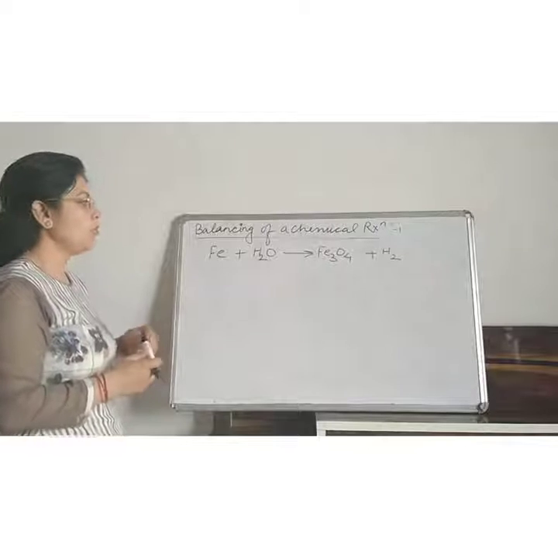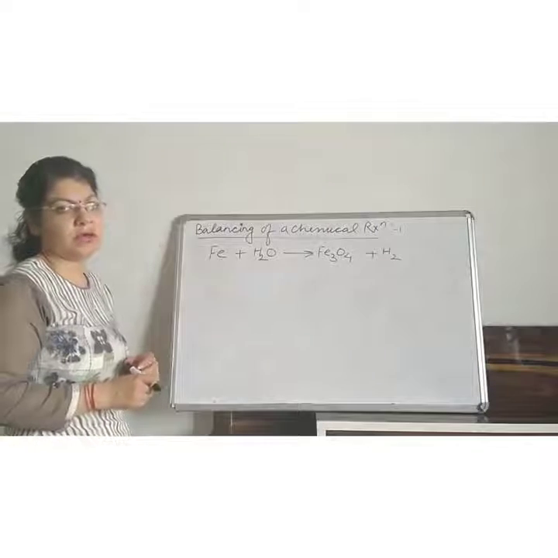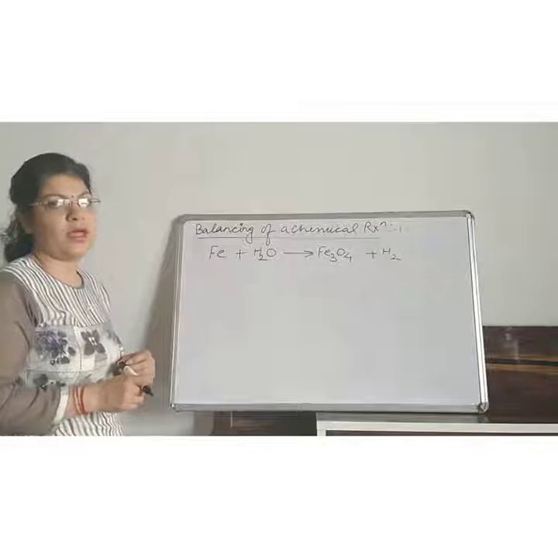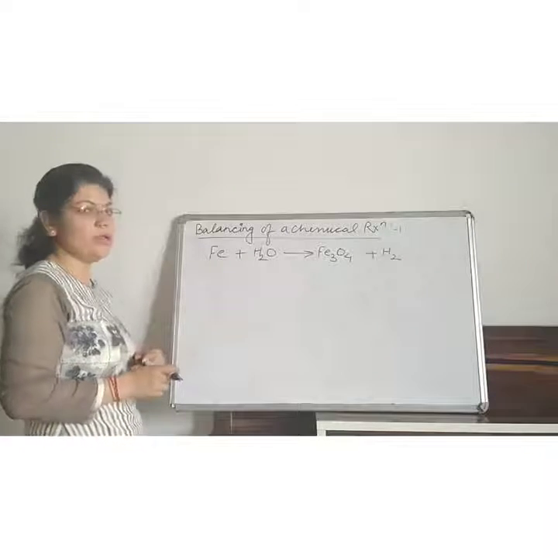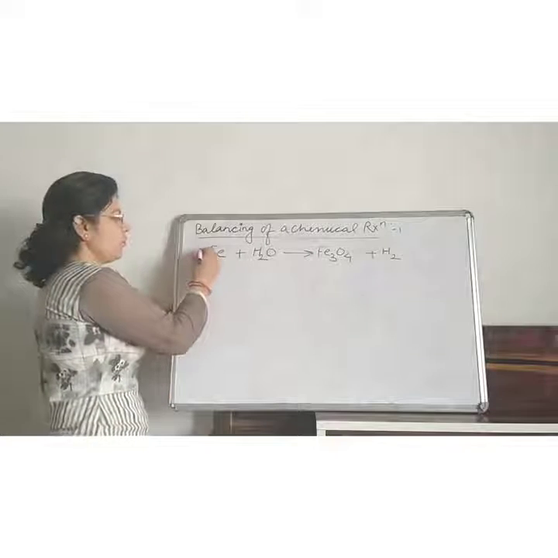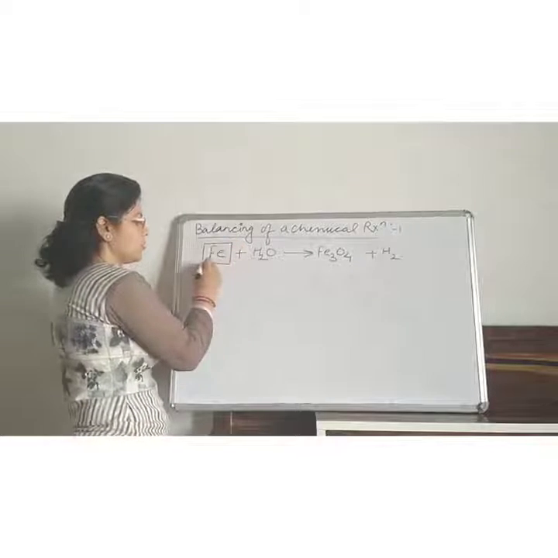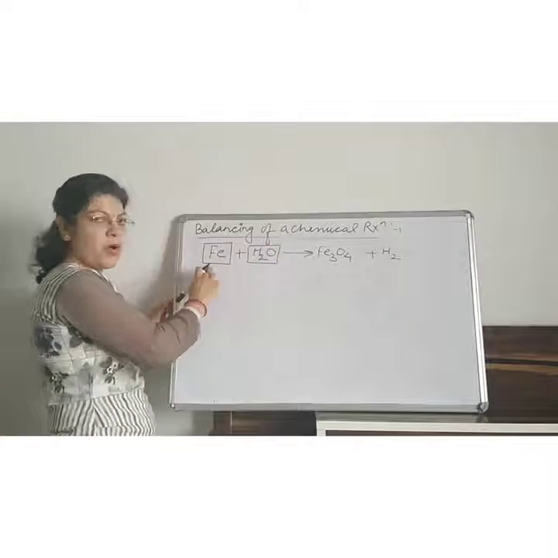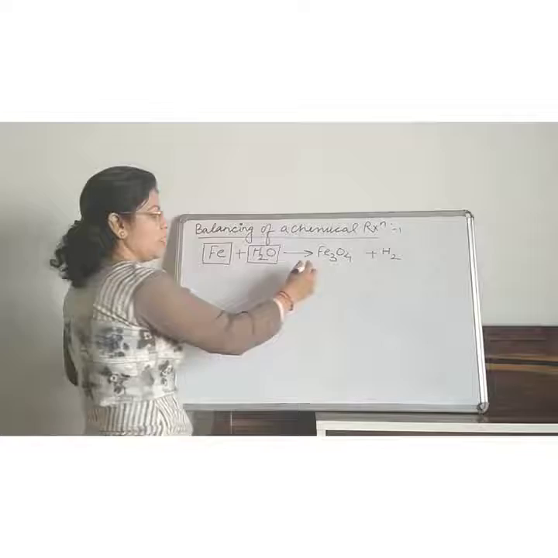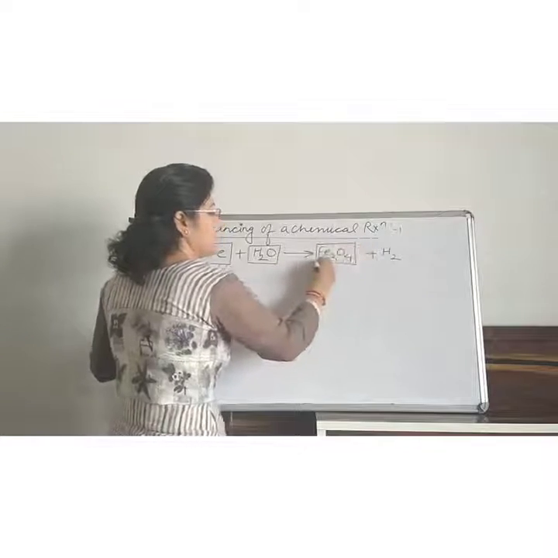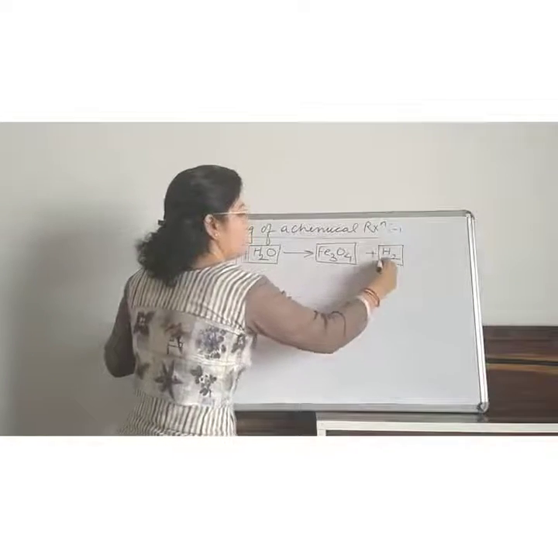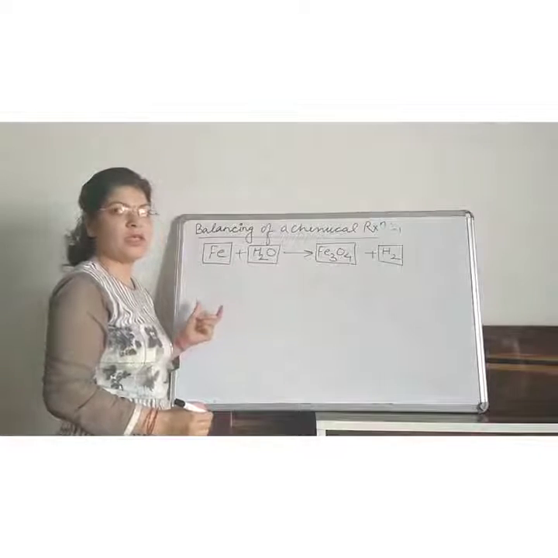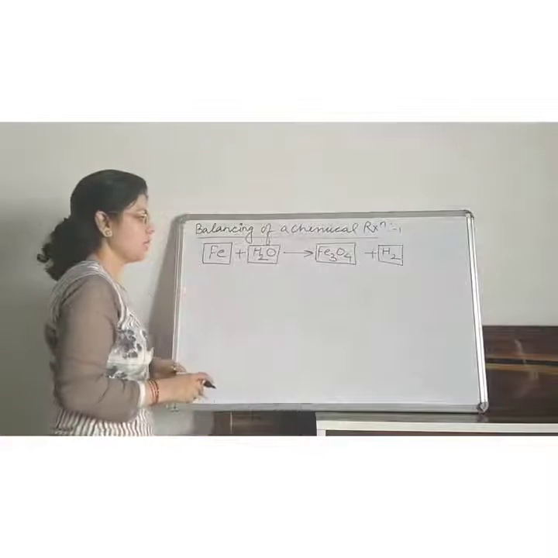Now, how do we balance a chemical reaction or chemical equation? For this, there are some rules. Let us discuss them one by one. The first rule is, first of all, we put boxes on the chemical formulas. It means we don't change these chemical symbols or chemical formulas.